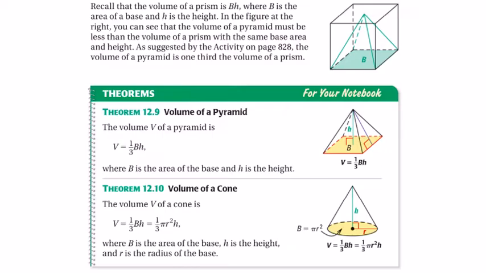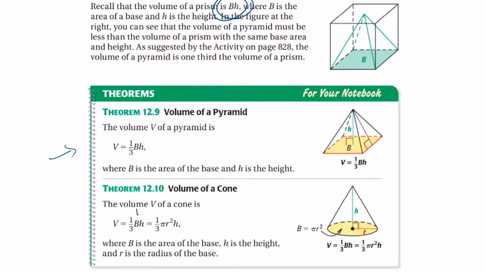Alright, so previously we had talked about how the volume of a prism is the area of your base times your height, and then when we take that prism, those same measurements, and make it into a pyramid instead, we have this 1/3 piece that we have to include here. So that's going to be the exact same thing here for a volume of a cone.